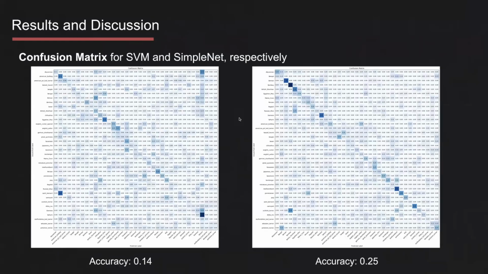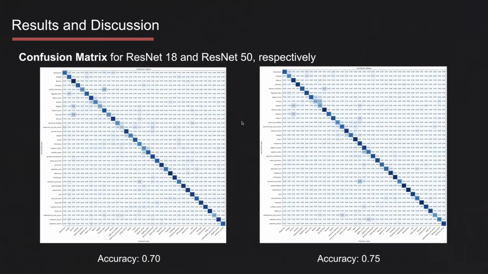The confusion matrix and accuracy for each model are shown here. We can see the accuracy of the SVM and SimpleNet models are 0.14 and 0.25 respectively. The accuracy increased a lot for the ResNet models, and you can see the diagonal blocks have deeper colors than the other blocks, meaning the algorithm is capable of predicting the correct label.